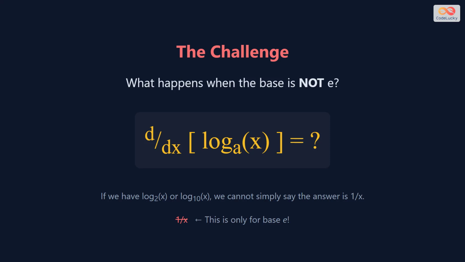So, what is the challenge? The problem arises when the base is not e. If you encounter log base 2 of x or log base 10 of x, you cannot simply say the derivative is 1 over x. That rule only works for the natural base. We need a way to adjust our formula to account for these different bases.